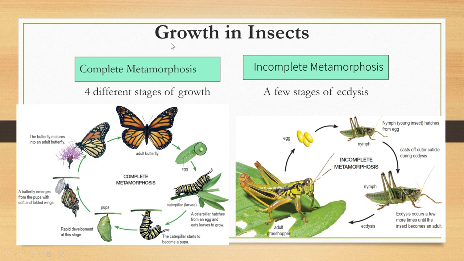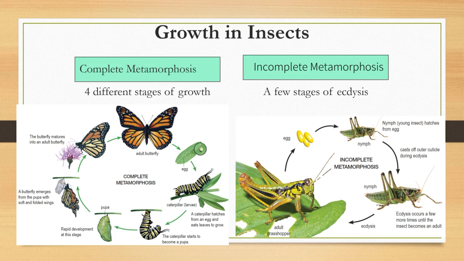Next we go to growth in insects. You have to know that insects have a hard outer layer of skin. We call it the exoskeleton. Exoskeleton refers to the hard outer layer of skin.